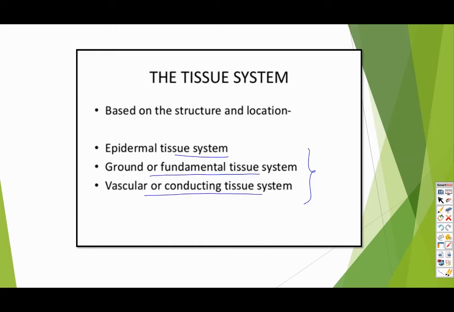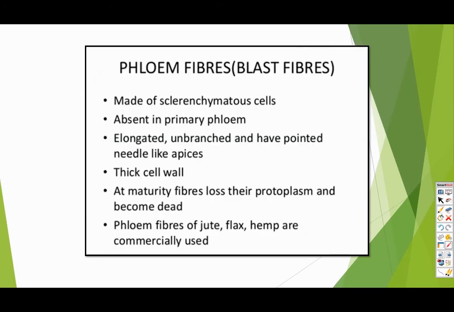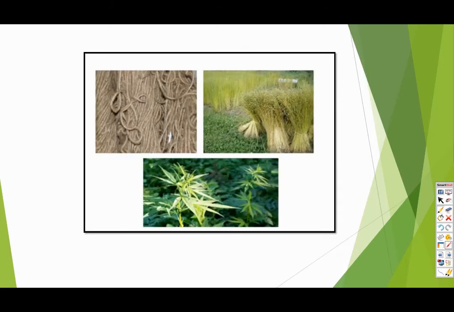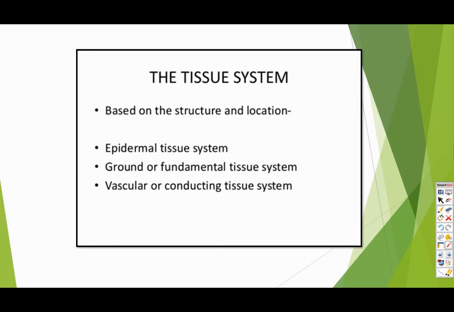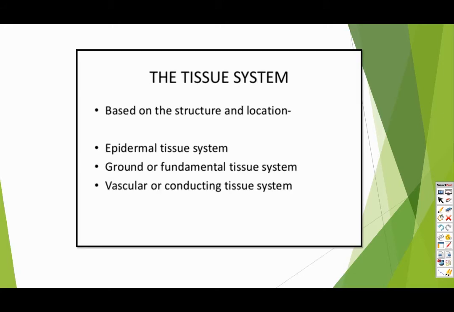Now moving ahead, the first one is epidermal. What were we talking about now? Tissue system, 3 types: epidermal, ground, vascular. So among that, the first one we have started with is epidermal. Now in the epidermal, it forms the outermost covering. Usually the epidermal cells will be the first layer. Am I clear, children? It will be the first layer, okay. Now on your epidermis, you can have different types present.